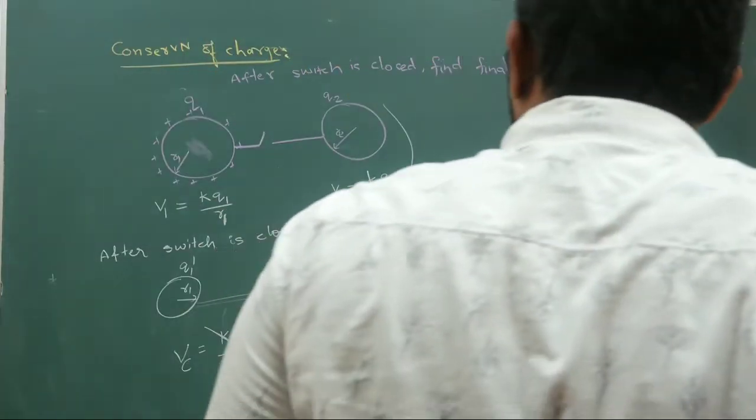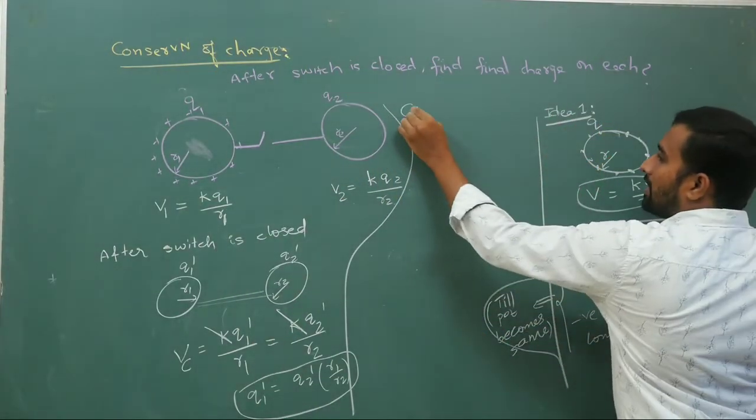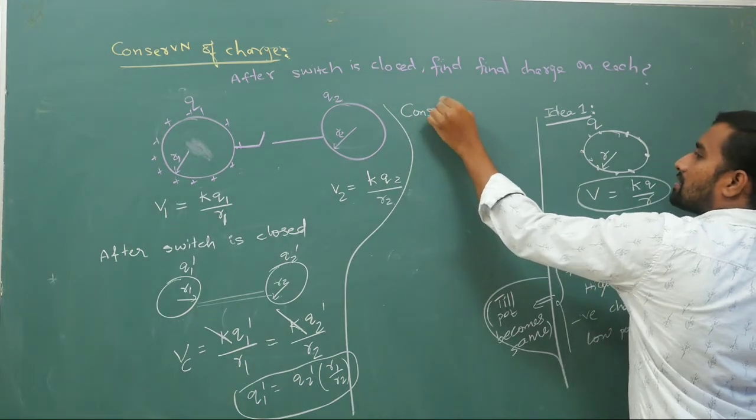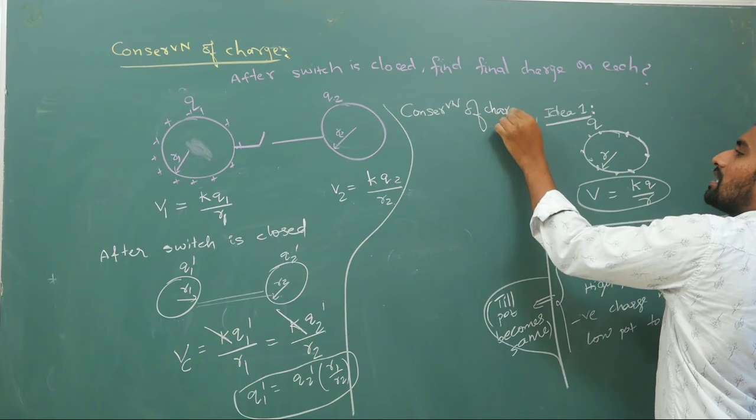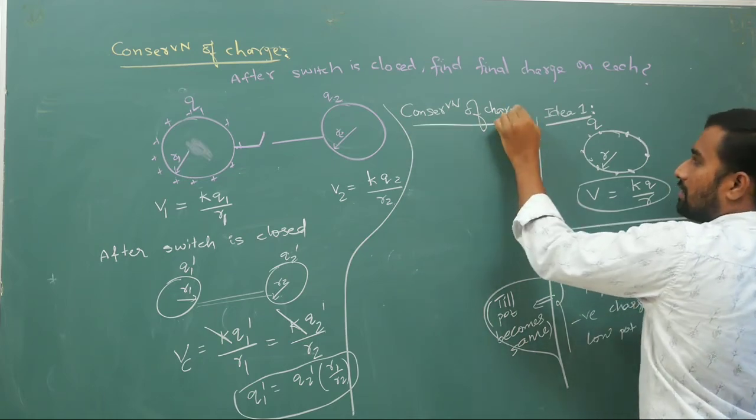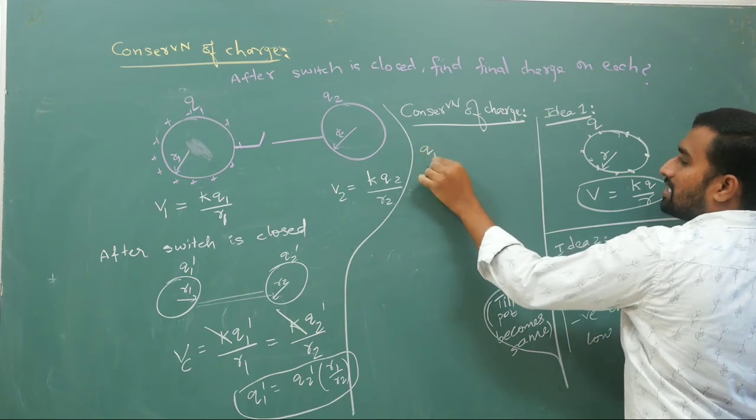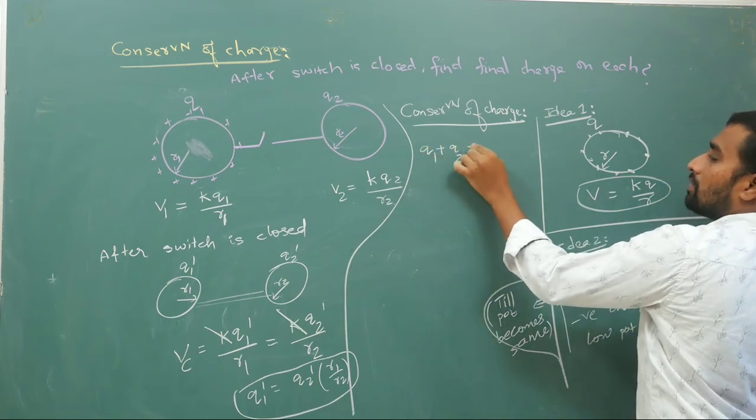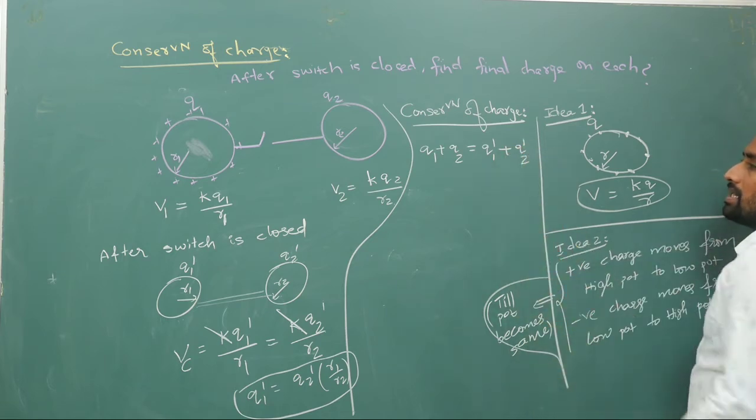Now to calculate q1 dash, we need to apply conservation of charge. This is an example of conservation of charge, that is why I am discussing it here. The total charge initially is q1 plus q2, so finally also it is going to become q1 dash plus q2 dash.